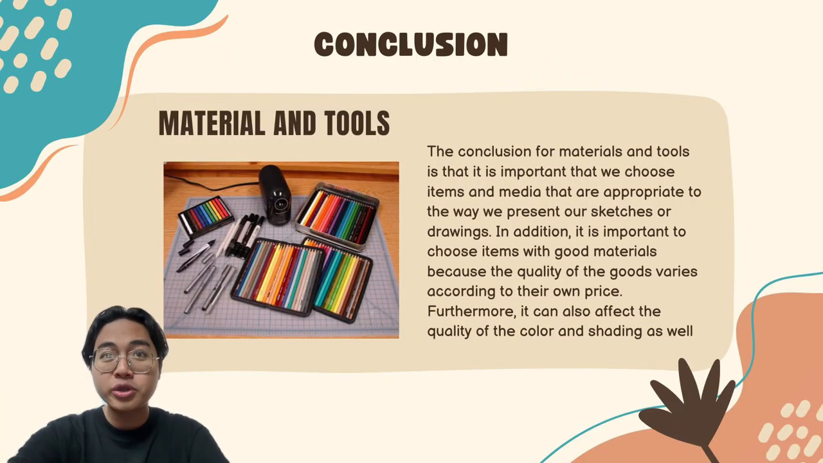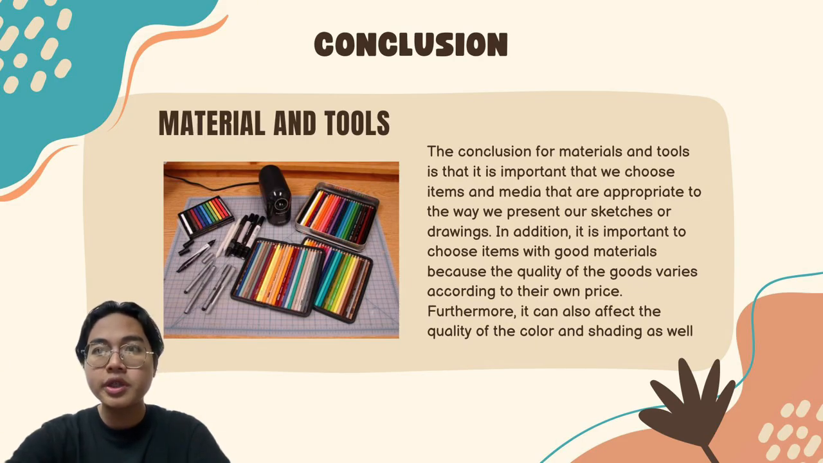Last one is conclusion. The conclusion for materials and tools is that it is important that we choose items and media that are appropriate to the way we present our sketches or drawings. In addition, it is important to choose items with good materials because the quality of the goods varies according to their own price. Furthermore, it can also affect the quality of the color and shading as well.